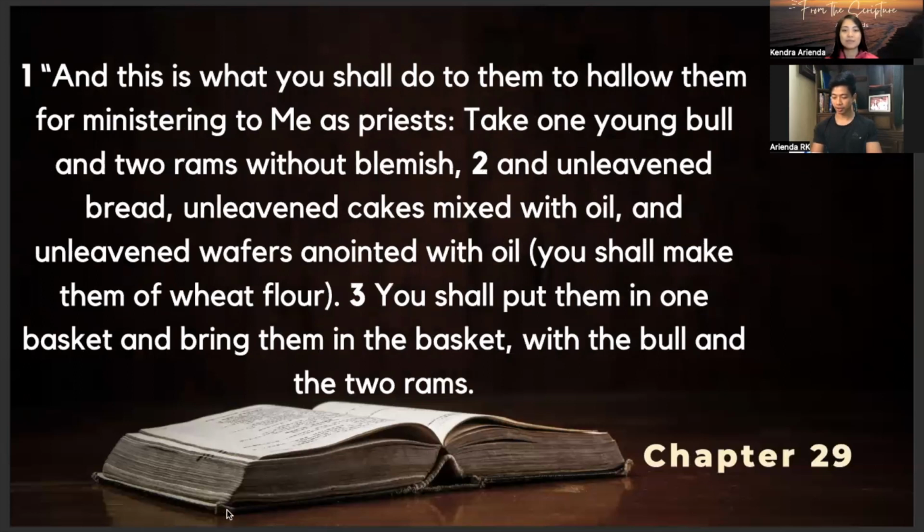Chapter 29. And this is what you shall do to them to hallow them for ministering to me as priests. Take one young bull and 2 rams without blemish, and unleavened bread, unleavened cake mixed with oil, and unleavened wafers anointed with oil. You shall make them of wheat flour. You shall put them in one basket and bring them in the basket with the bull and the 2 rams.